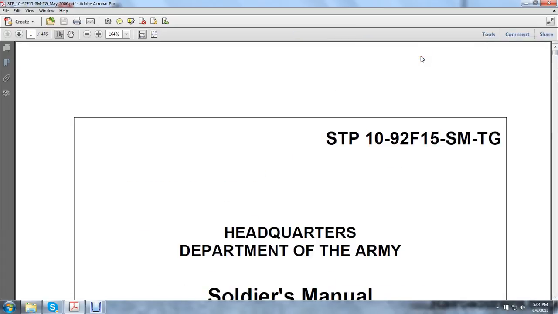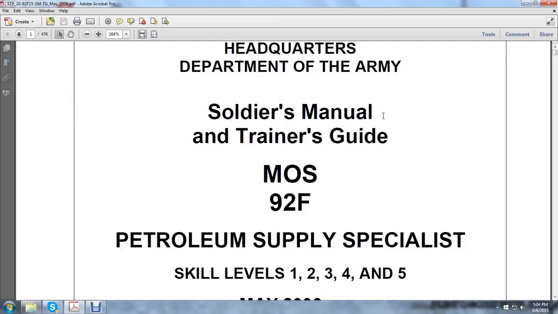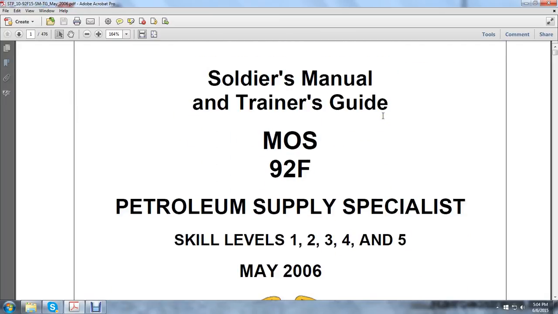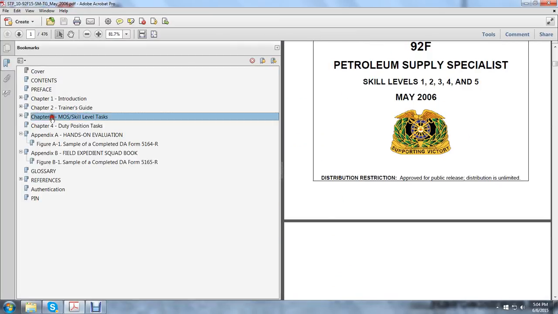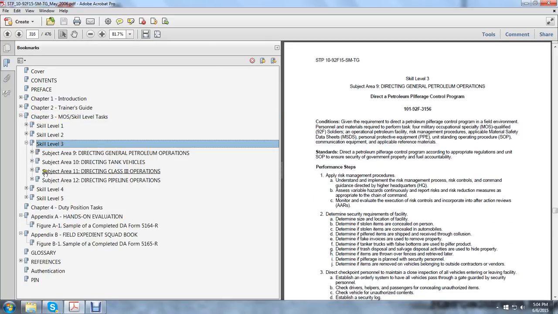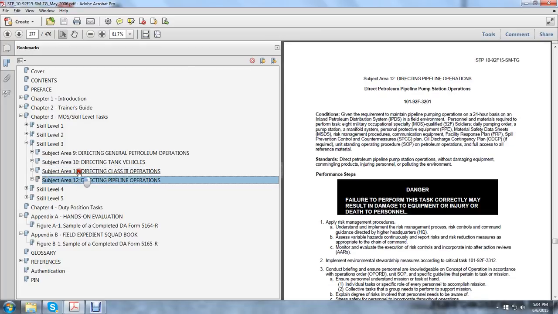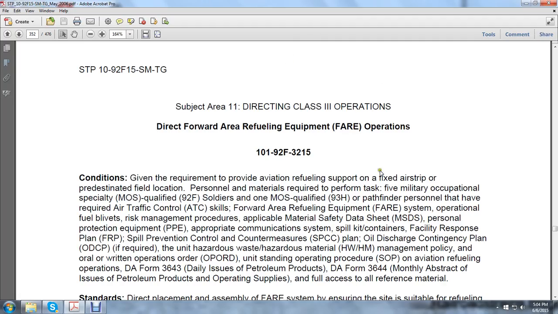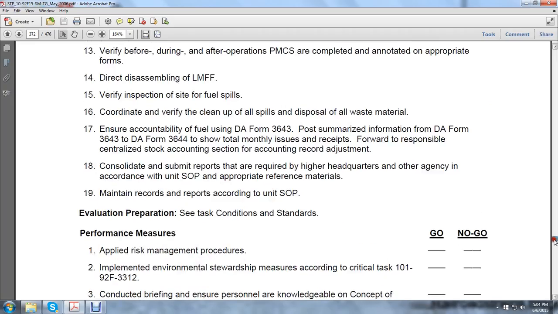Headquarters, Department of the Army, STP 10-92F15-SM-TG, Soldier's Manual and Training Guide of the MOS 92F Petroleum Specialist, Skill Levels 1, 2, 3, 4, and 5. We are on Chapter 3, Skill Level 3, Subject Area 11, page 367.